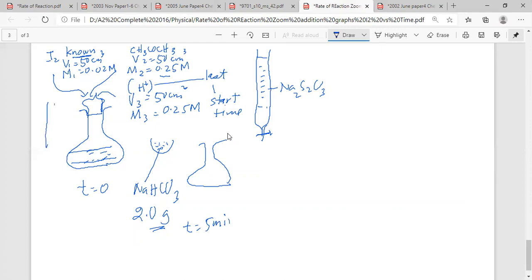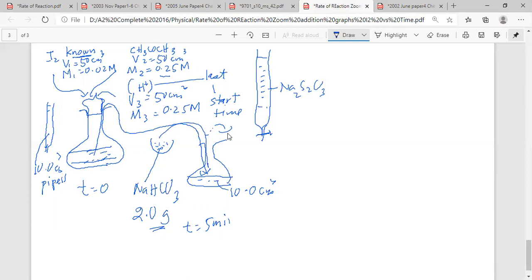I use a 10 cm cube pipette, a small pipette here. It's a 10.0 cm cube pipette. I pipette up 10 cm cube and put it here. Then I quickly put inside here my sodium hydrogen carbonate. And this one here will react with what? With the acid. So with no more acid, the whole thing stops now.